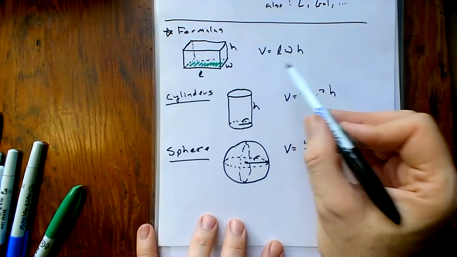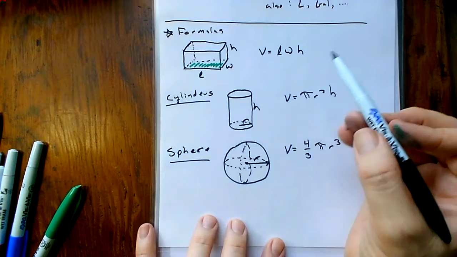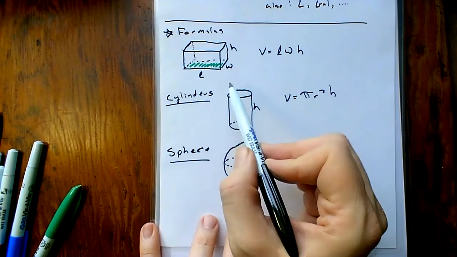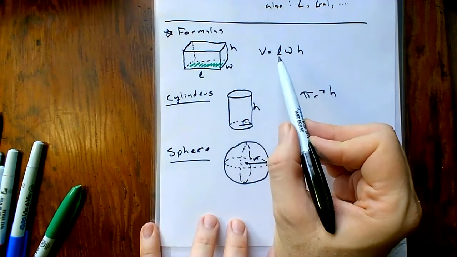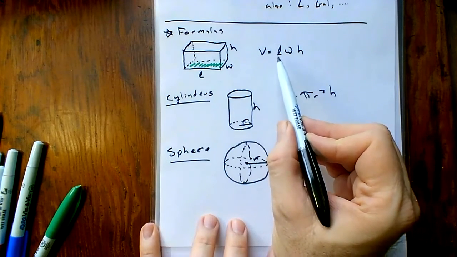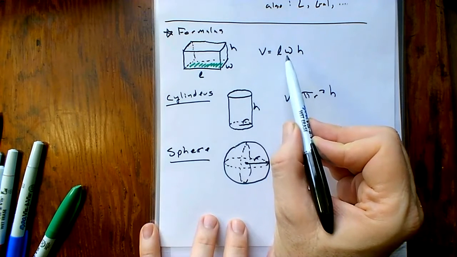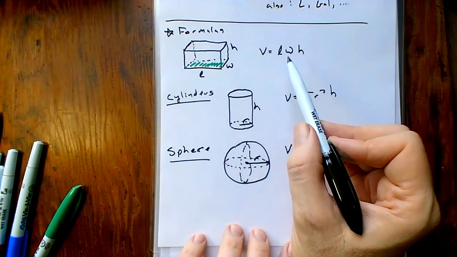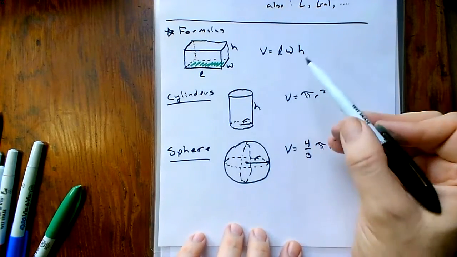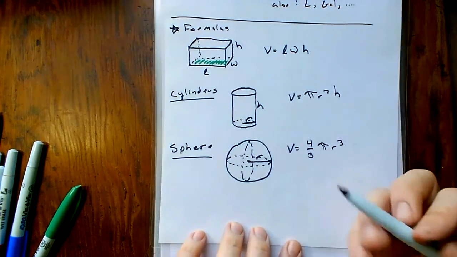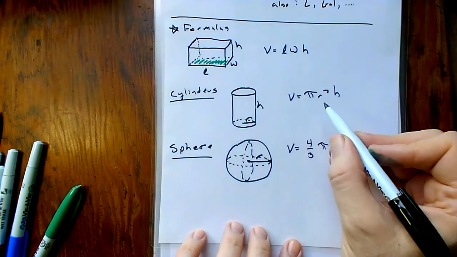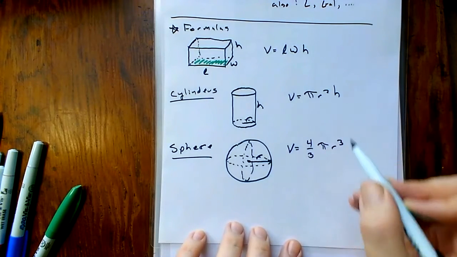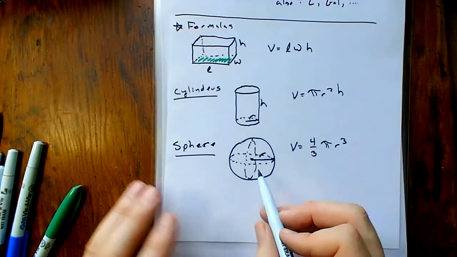Notice that everything here, I've got three different measurements times each other. I've got length, width, and height, and it's basically horizontal times vertical times a depth, something like that. I've got three different things multiplied together every single time, three measurements. Same thing with our sphere.